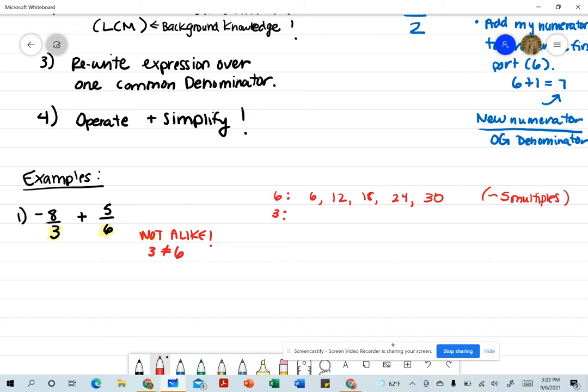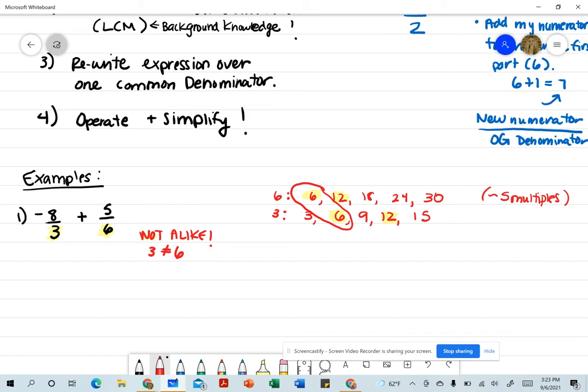Let's do my multiples of 3 now. I do the 1 times 3, which is 3, the first multiple of 3. 2 times 3, which is 6, or the second multiple of 3. 3 times 3, 9. 4 times 3, 12. And 5 times 3, 15. Now what I look to see is if there's any in common. I see that 6 is in common and 12 is in common. What I want is the smallest one, though. The smallest one is 6.